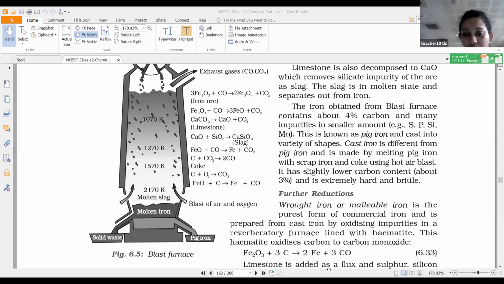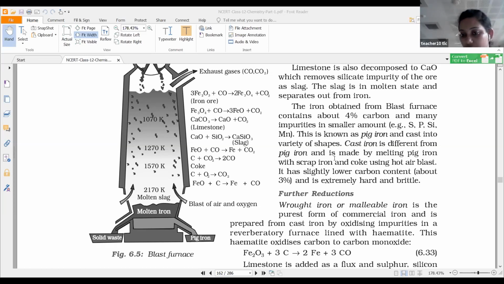It contains impurity. It is not pure. Even though more yield of iron is obtained in this method, it is not pure. Students, it contains 4% of carbon. So write pig iron, put a hyphen, and write its composition.